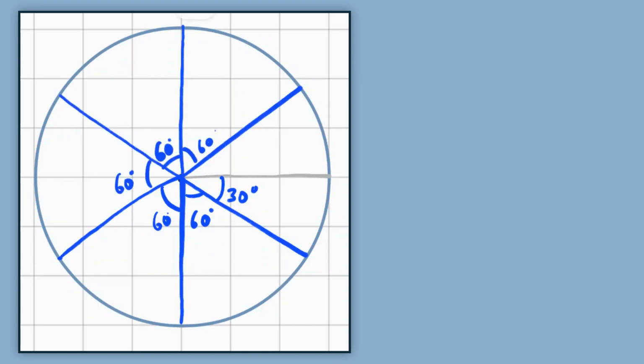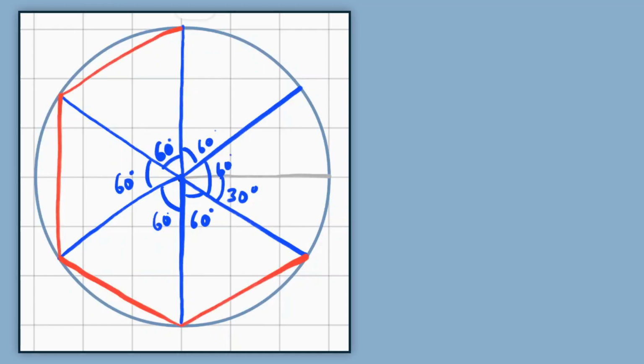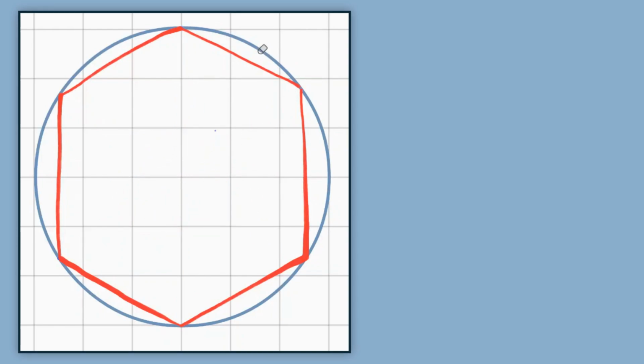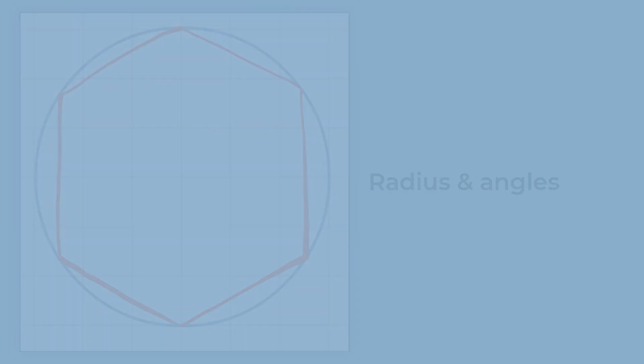So you will have total of 6 points now. Now join these 6 points. The red lines form a hexagon. And for clarity, I will remove the unwanted lines. Now that we know how a hexagon is created using angles, we know that we need a radius and some angles. So let's see how we can create hexagon in Flutter.